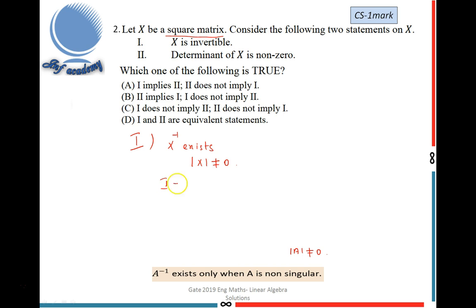So 1 implies 2. Similarly, determinant of X is not equal to 0, then only X inverse exists. X inverse exists means X is invertible. Similarly, 2 implies 1. So 1 and 2 are equivalent statements. So option D is the correct answer. Answer is option D. Now let's move on to the third problem.